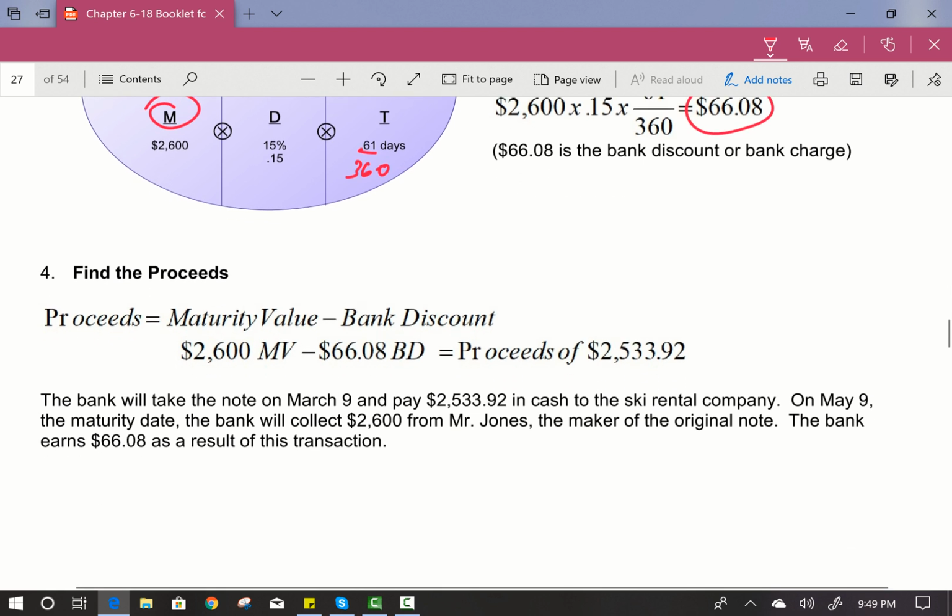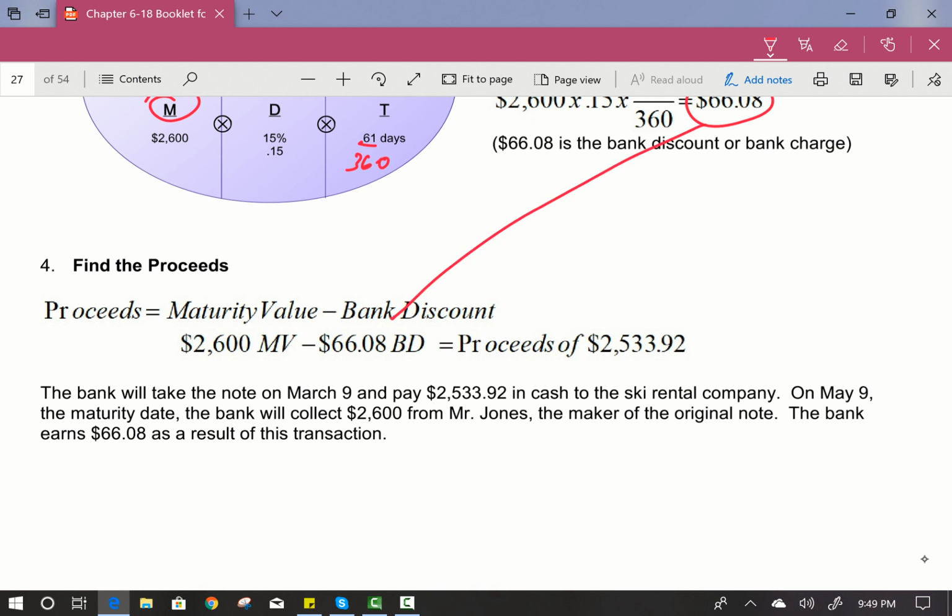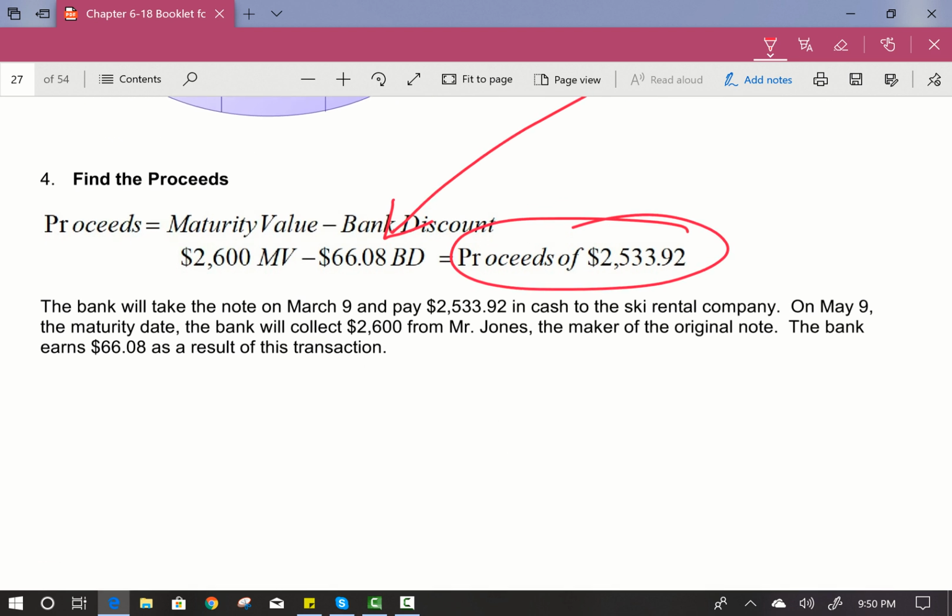Now, to find the proceeds in the 4th step, I'm going to subtract the bank charge of $66.08 from the maturity value of $2,600, and the proceeds is $2,533.92. Therefore, the bank will take the note on March the 9th and pay $2,533.92 in cash to the ski rental company. On May 9th, the maturity date, the bank will collect $2,600 from Mr. Jones, the originator or the maker of the original note. The bank earns $66.08 as a result of this transaction. Okay, this concludes Chapter 11.